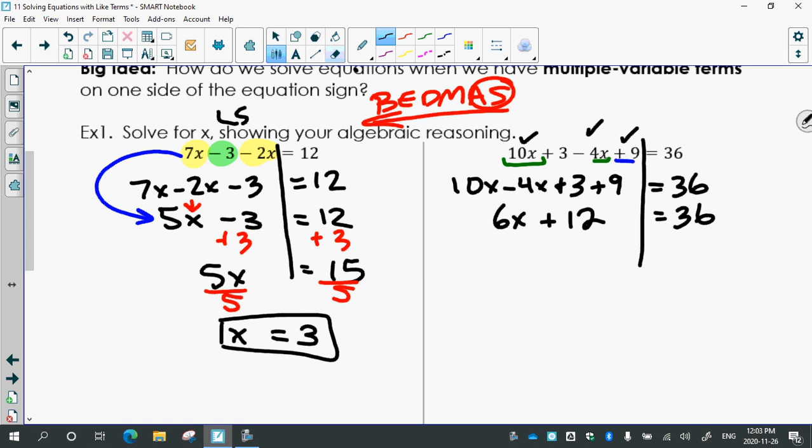Okay. Subtract 12 on both sides then. Now it looks like this morning's question. So we use reverse BEDMAS. We're going to undo the add 12 to both sides. And then 36 minus 12, 24. Divide both sides by 6. X equals 4.